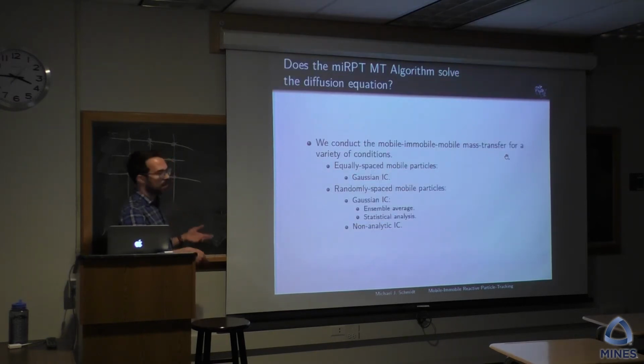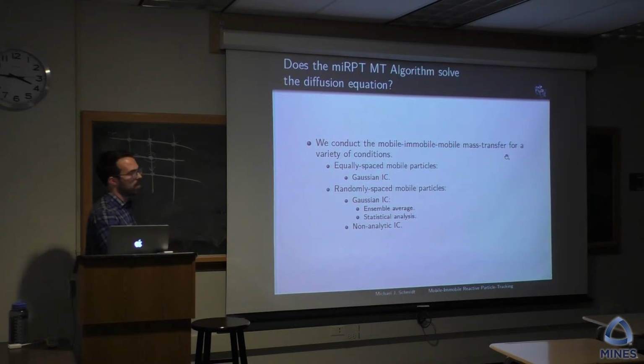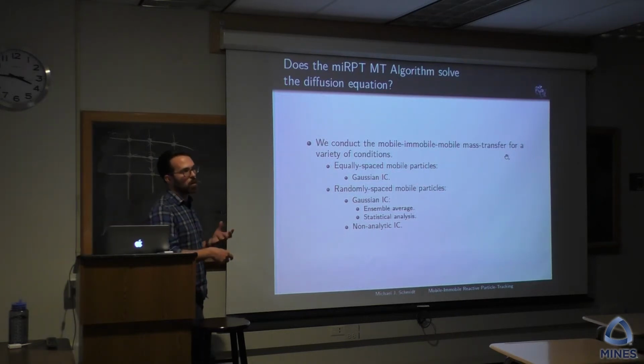So we want to see if this mass transfer algorithm solves the diffusion equation. Thus, we conduct some mobile mass transfers for a variety of conditions. First, do it for equally spaced mobile particles. This is not realistic in terms of our simulations because these particles are moving randomly by these diffusive random walks, but it's an idealized case and we'd like to see good results for the simplest case.